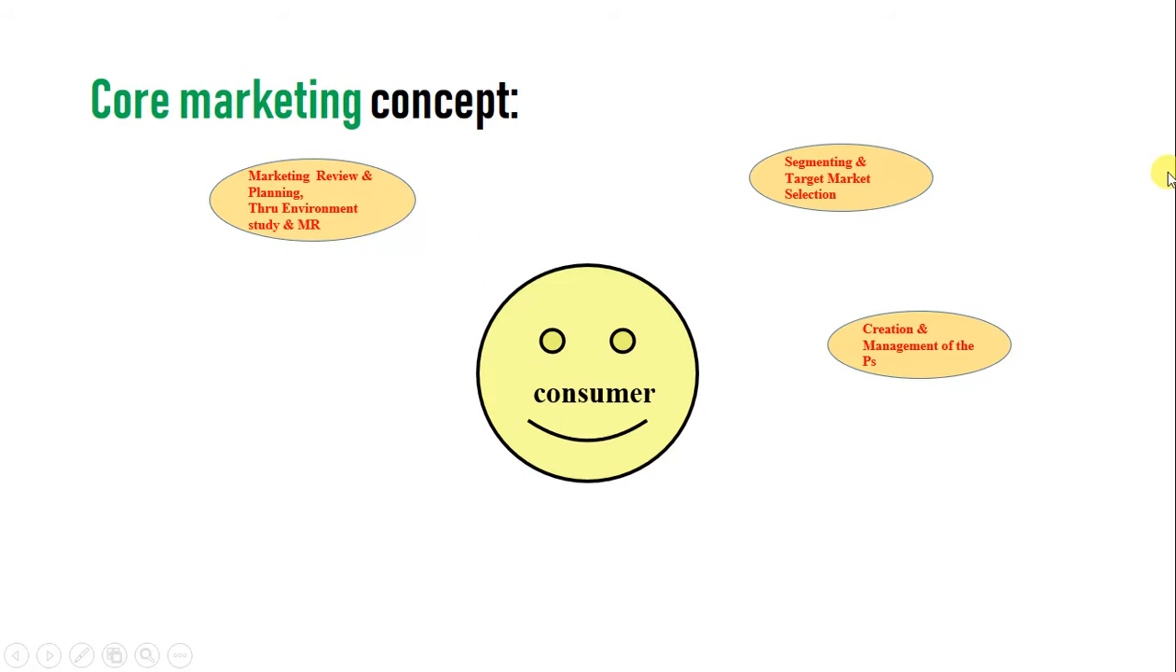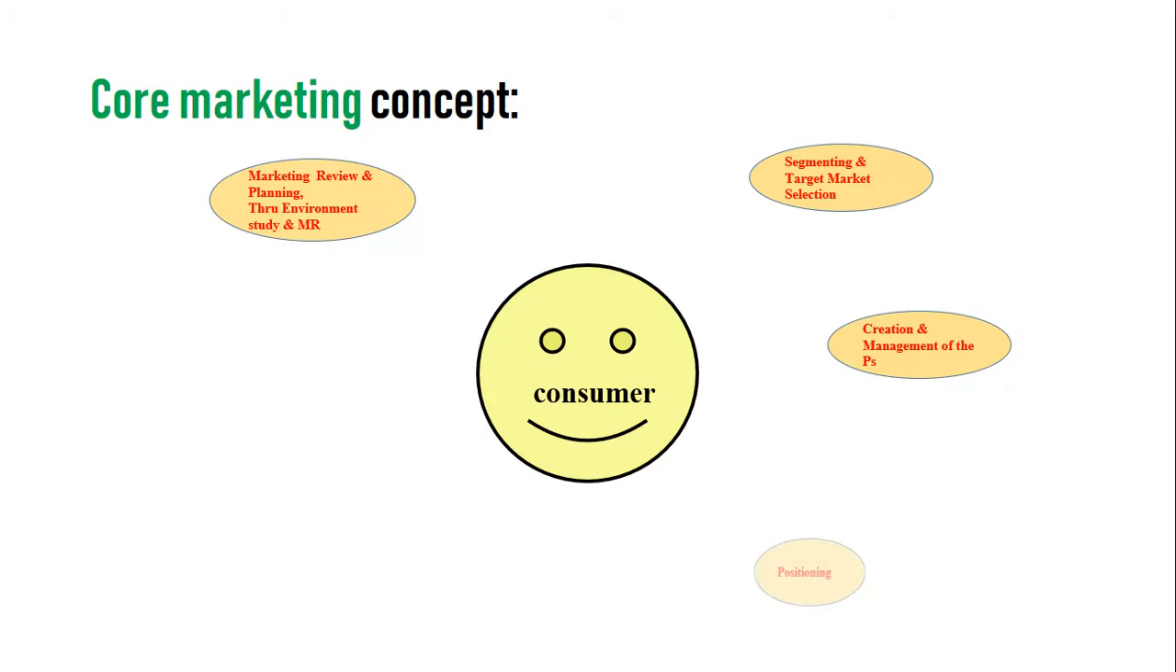So there is a huge difference between marketing and selling. Marketing is all concerned about the customer. So we need to identify the customer need, and accordingly we create and manage the 4 P's of marketing. We'll learn about the 4 P's of marketing later in these videos. I will give you what the P's are: product, place, promotion and all.